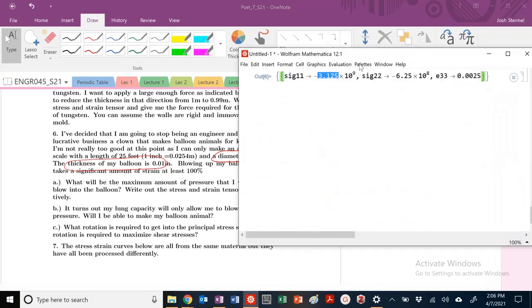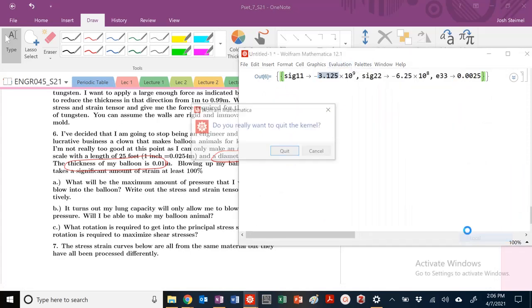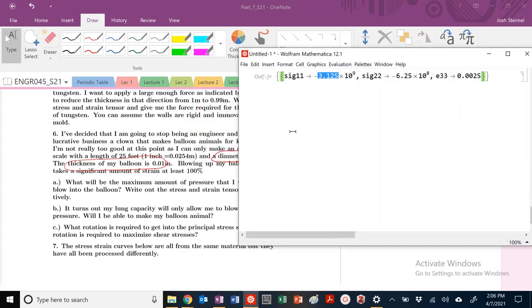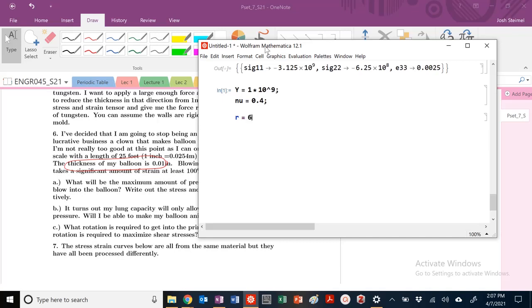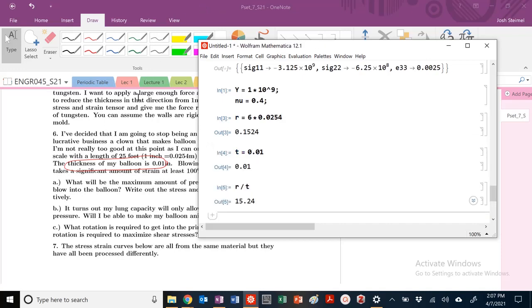So I'm going to clear everything. And it says that I'm blowing up a balloon as well. So balloon is made of rubber. Rubber is a polymer. So my Young's modulus here is going to be 1 times 10 to the 9, that I'm approximating. Nu is going to be equal to 0.4. And then I also know that my radius is equal to, so the diameter is 12 inches, or 1 foot, so 6 inches is my radius times 0.0254 to get that into meters. My thickness is equal to 0.01 meters. What's my R over T? What do you know? Greater than or equal to 10.